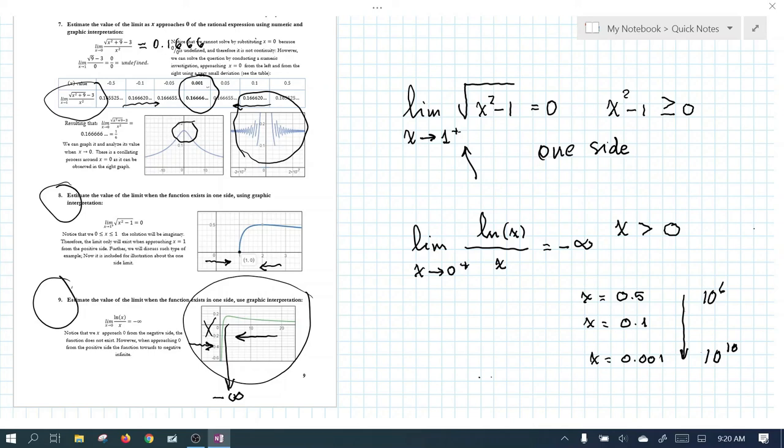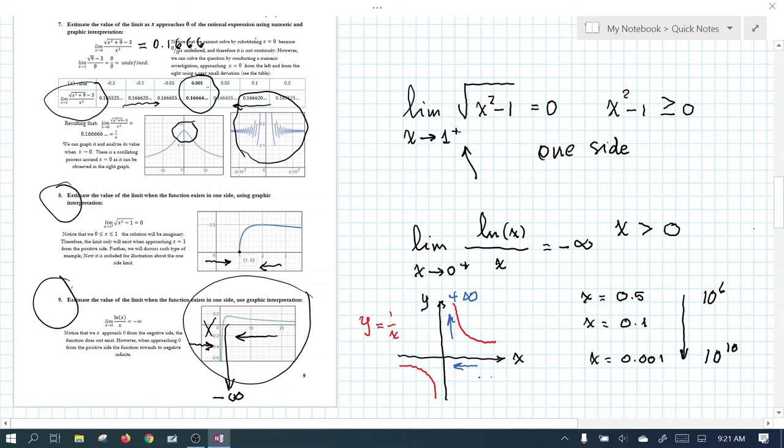If we had this type of situation, look, using red color, if we had this type of function, like y equals 1 over x, when approaching zero from the right, you get plus infinity. When approaching from the left, you get minus infinity. So in such a case, there is no limit. Also, we can say it is undetermined.